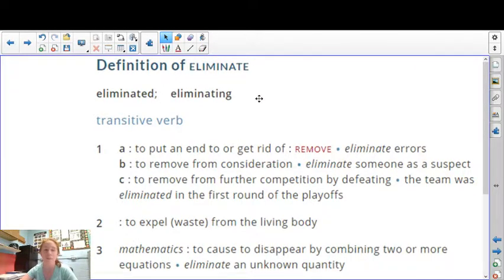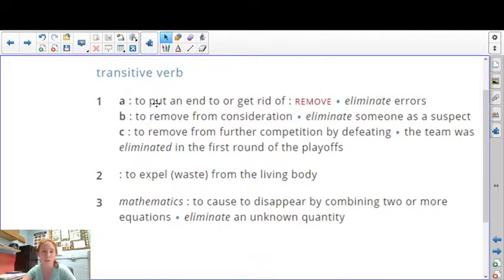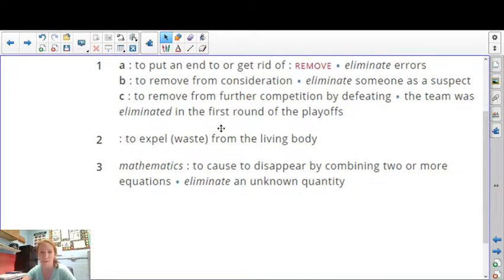All right, elimination. Before we get into using it productively, we're going to discuss the definition. So I went to dictionary.com, defined it, and then screenshotted the answer. So thank you, dictionary.com. What does it mean? The first definition is to put an end to or get rid of, to remove from consideration, to remove from further competition by defeating. For example, the team was eliminated. So we've seen it that way. Another definition is to expel waste from the living body.